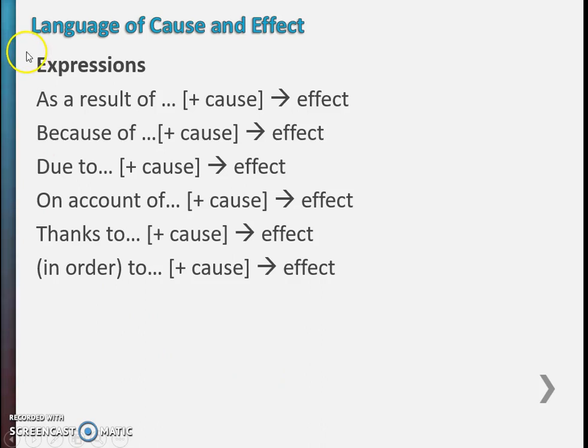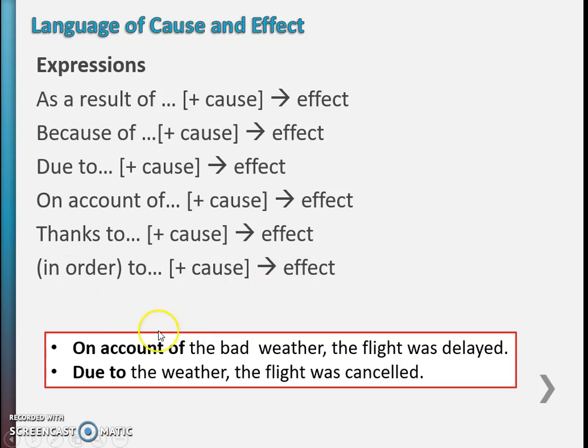We have to pay attention also to expressions that show cause and effect. Expressions such as as a result of, and then we have a cause and the effect. Because of, the cause and then the effect. Due to, the cause and effect. On account of something, something happened. Thanks to something, something else happened. In order to, this will be our effect. So we can look here.